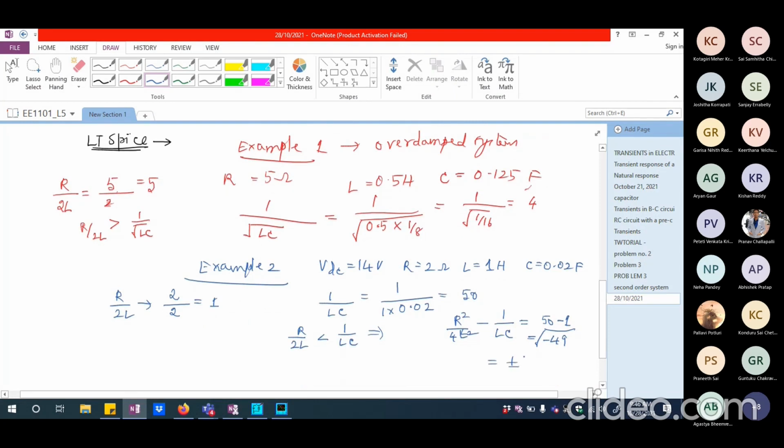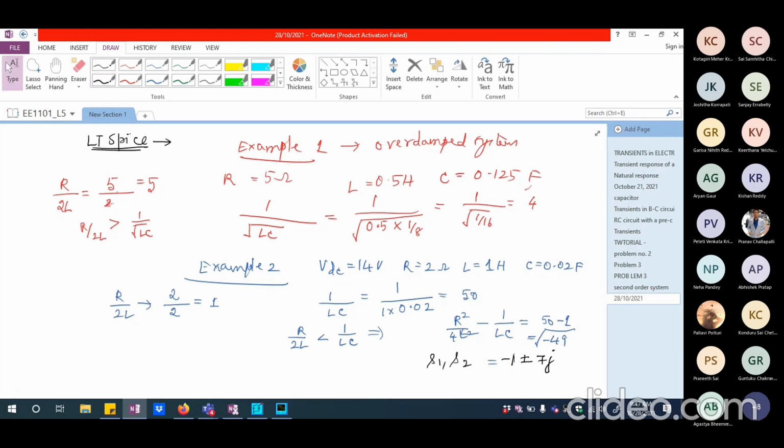Which will be plus or minus 7i. I'm going to write this as j, not i, because i is current. So I'm going to write this as plus or minus 7j. So what I am having is R by 2L, which is 1, plus or minus 7j. This is what I am getting as minus R by 2L, so this is what I am getting as S1, S2 in this particular case. So this is clearly an underdamped case. Okay, you get my point?